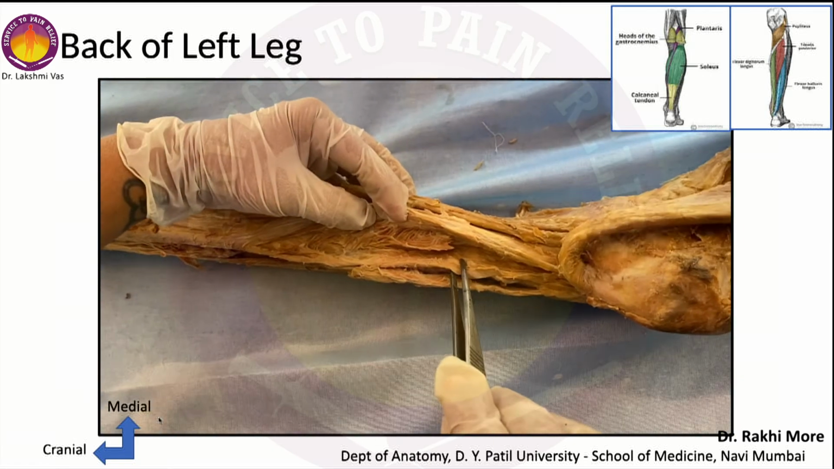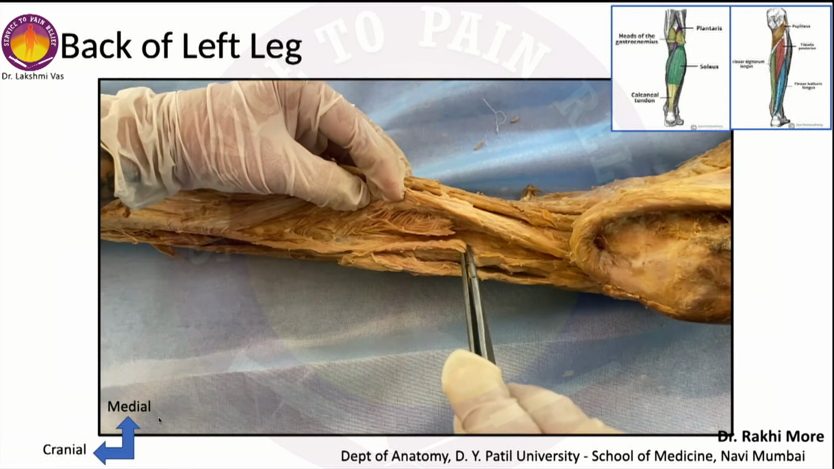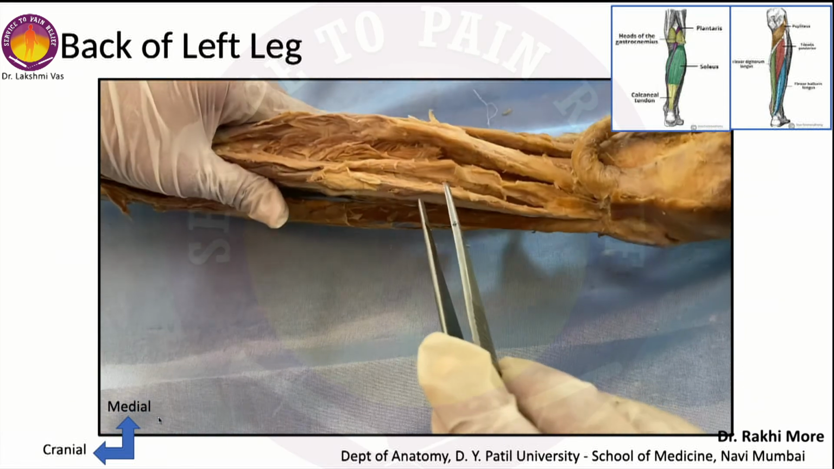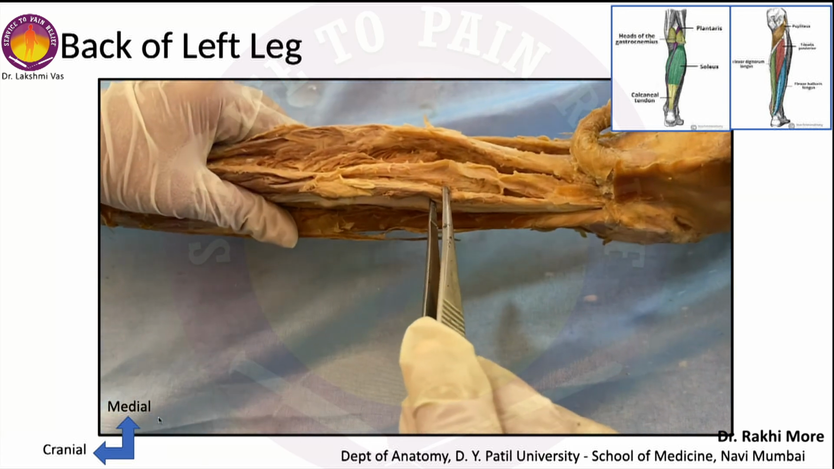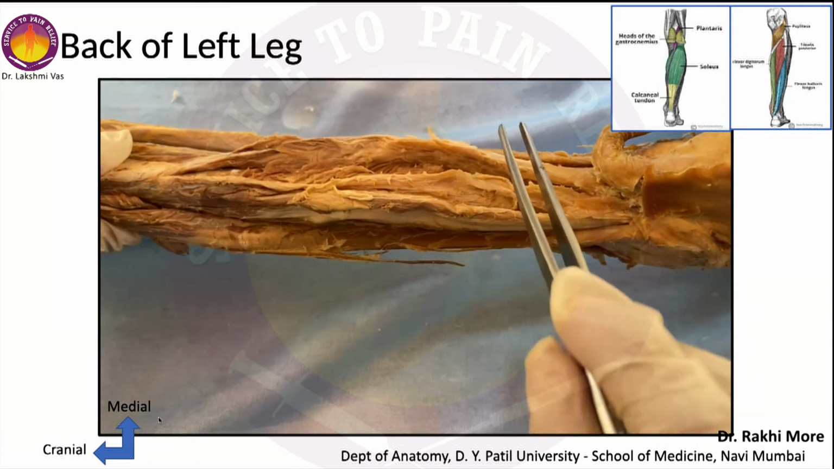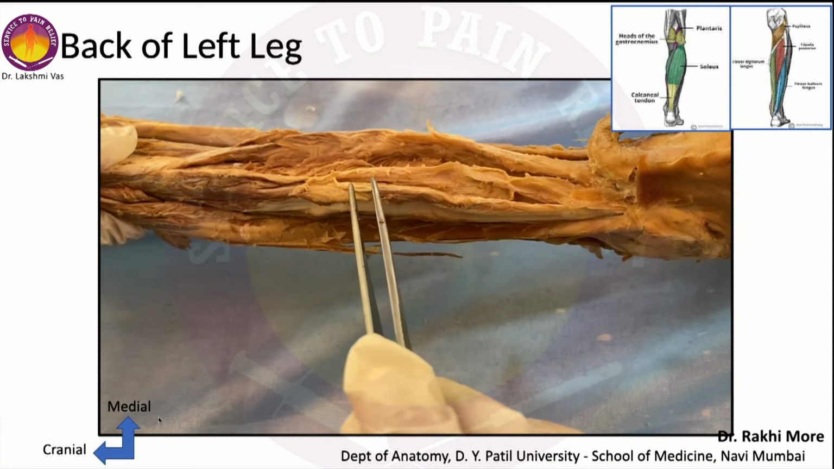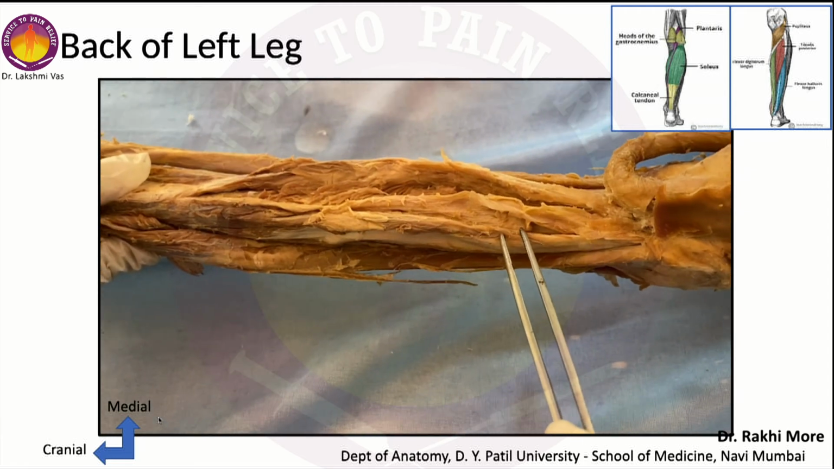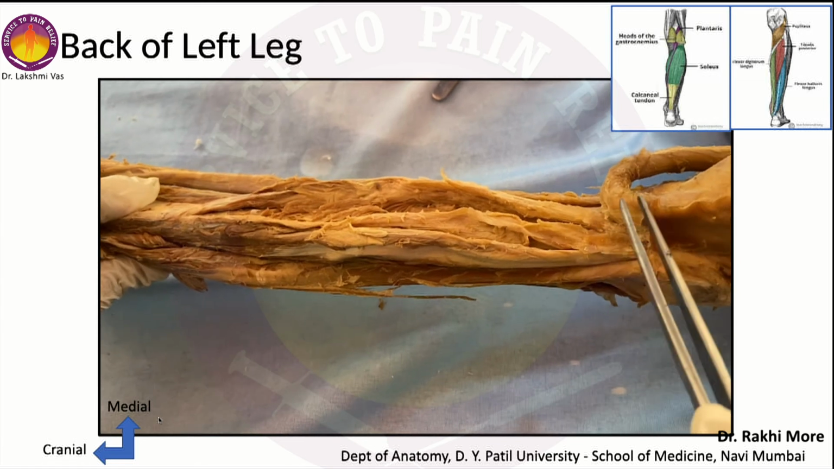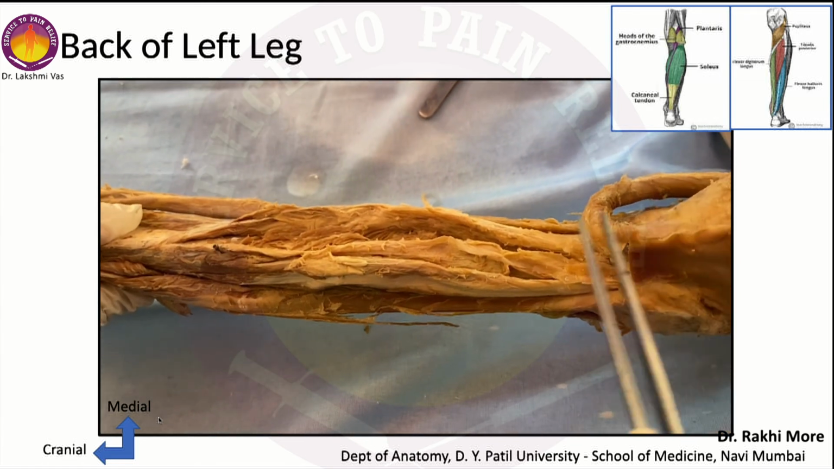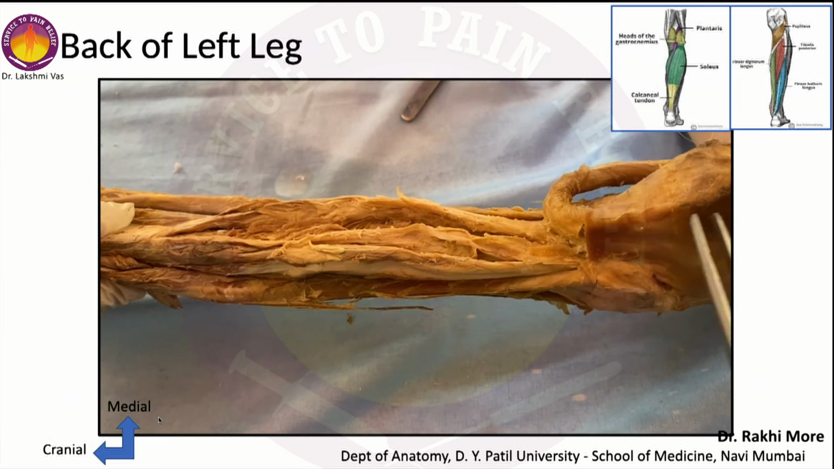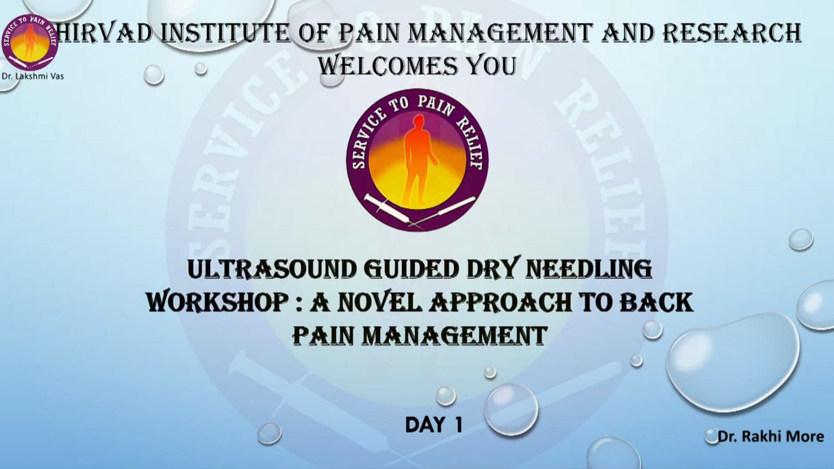The next muscle over here will be the flexor hallucis longus, and the other muscle over here will be the flexor digitorum longus. So these are the muscles of the posterior compartment of the leg. The tendons of the digitorum and the tendons of the hallucis cross over, and then the hallucis goes medially and the digitorum goes to the lateral aspect, to the digits.